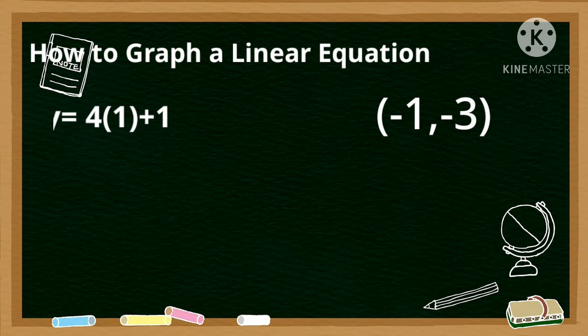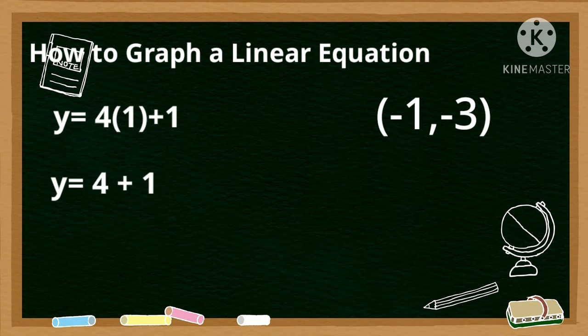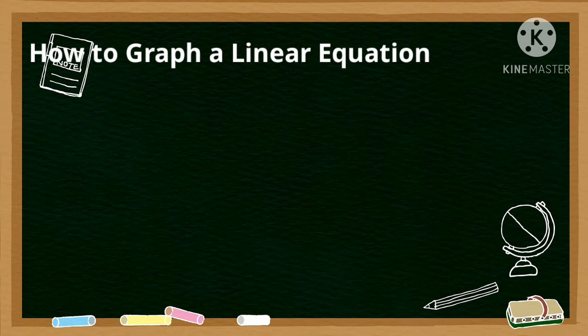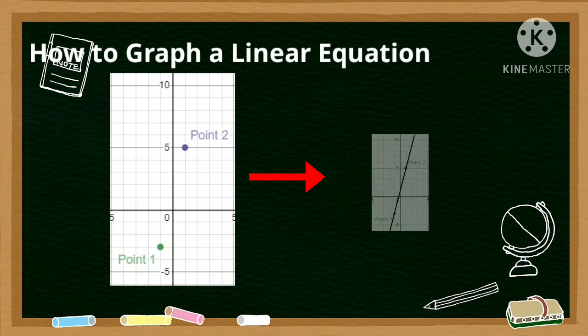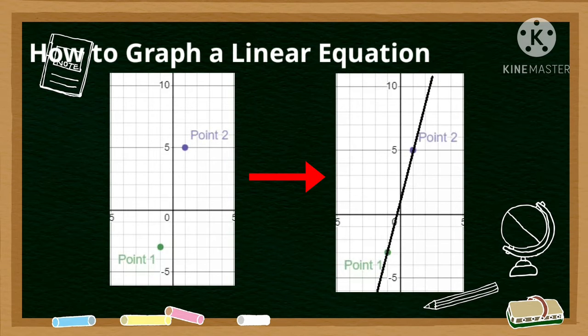For our second coordinate, 4 times 1 equals 4, and 4 plus 1 equals 5. We now have our second coordinate point, which is 1 and 5. Now all we have to do is graph these points in a rectangular coordinate system and draw a line to connect the points.